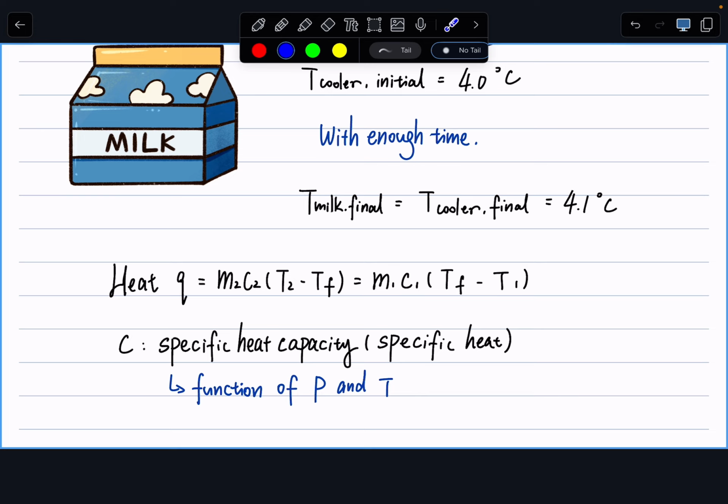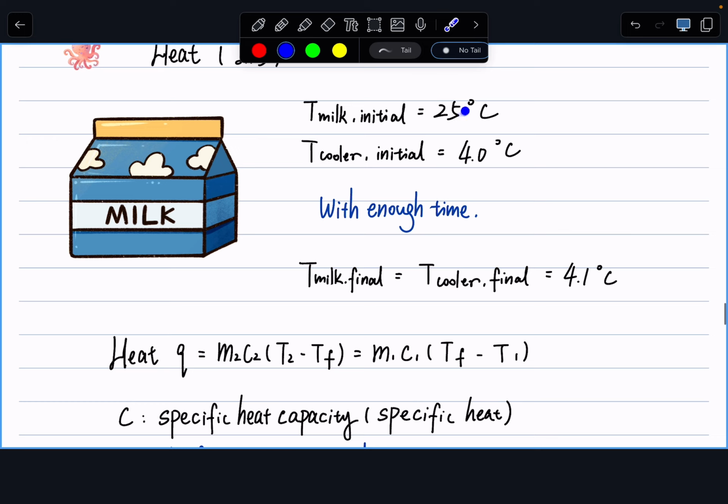The heat is going from the object at higher temperature to the object at lower temperature. So in this case, the milk is transferring heat to the cooler, and the cooler is accepting heat from the milk. And the amounts of heat transferred will add up to be the same, assuming the cooler itself is adiabatic. It doesn't exchange heat with the surroundings.